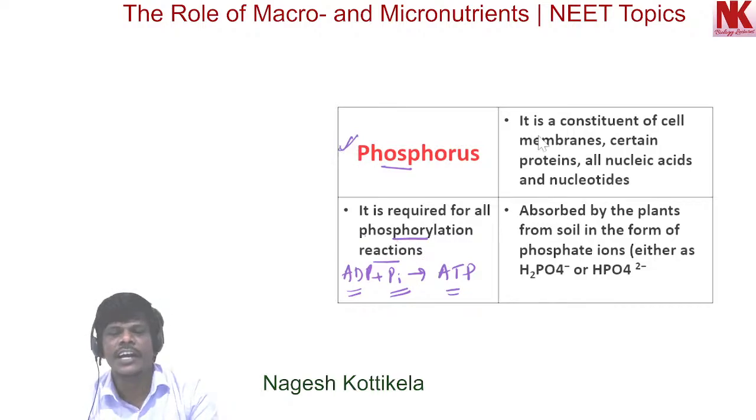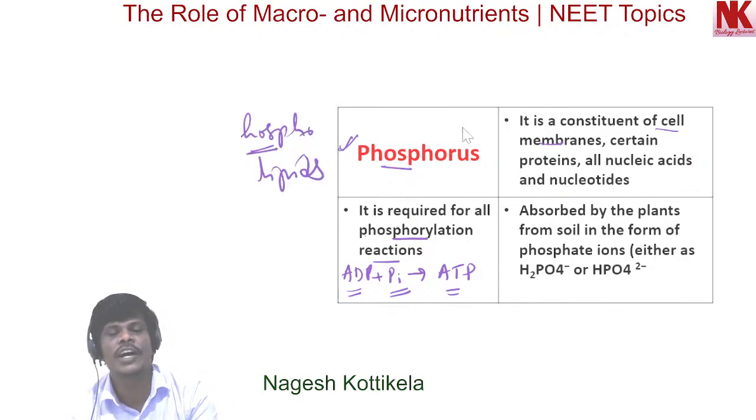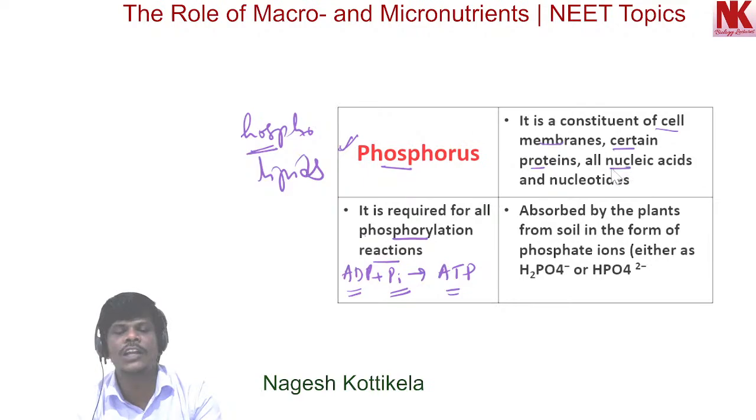Phosphorus is also a constituent of the cell membrane. In the cell membrane, phospholipids are present, and in these phospholipids phosphorus is present. Certain proteins, all nucleic acids and nucleotides also contain phosphorus.